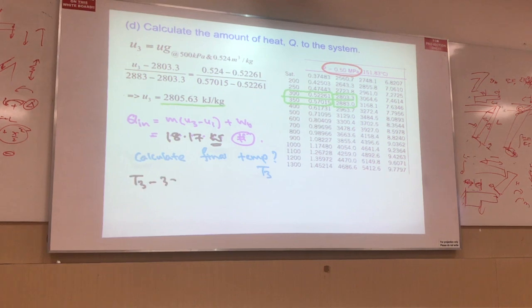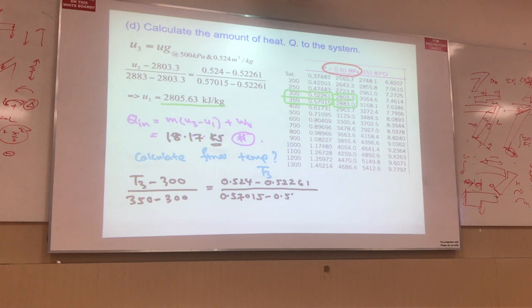T3 minus 300, right? Should I write? Yeah. 350 minus 300 over 0.524 minus 0.52261 over 0.5715. Done.